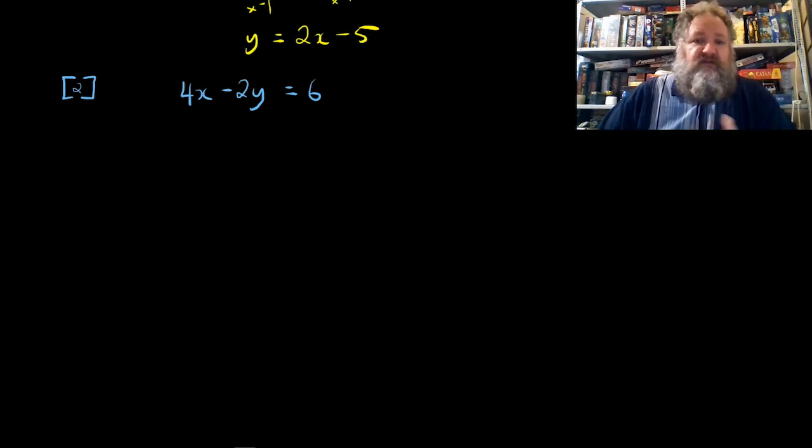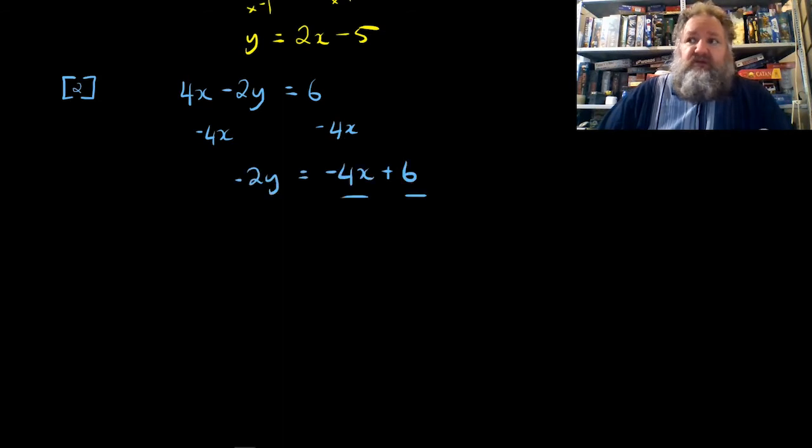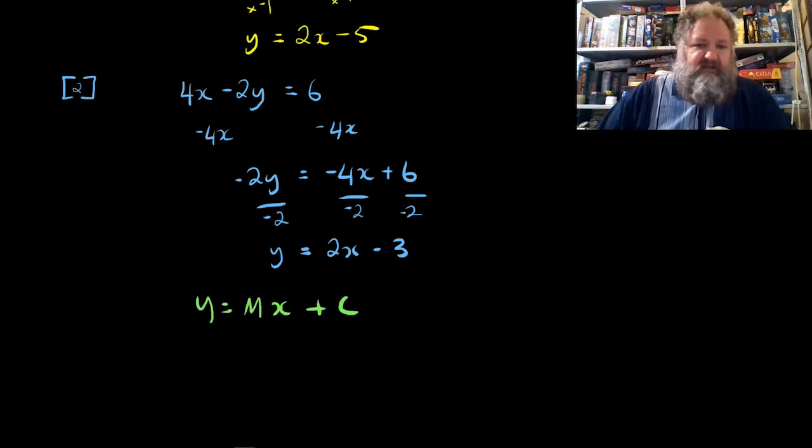All right, let's have a look at the next one. Here we have the second equation. We had 4x minus 2y is equal to 6. I'm going to take away 4x from both sides. I'm then going to end up with negative 2y is equal to negative 4x plus 6. I'm going to divide each term by negative 2. And I'm going to end up with y is equal to 2x minus 3. Okay, and here's our general form so that you can remember.